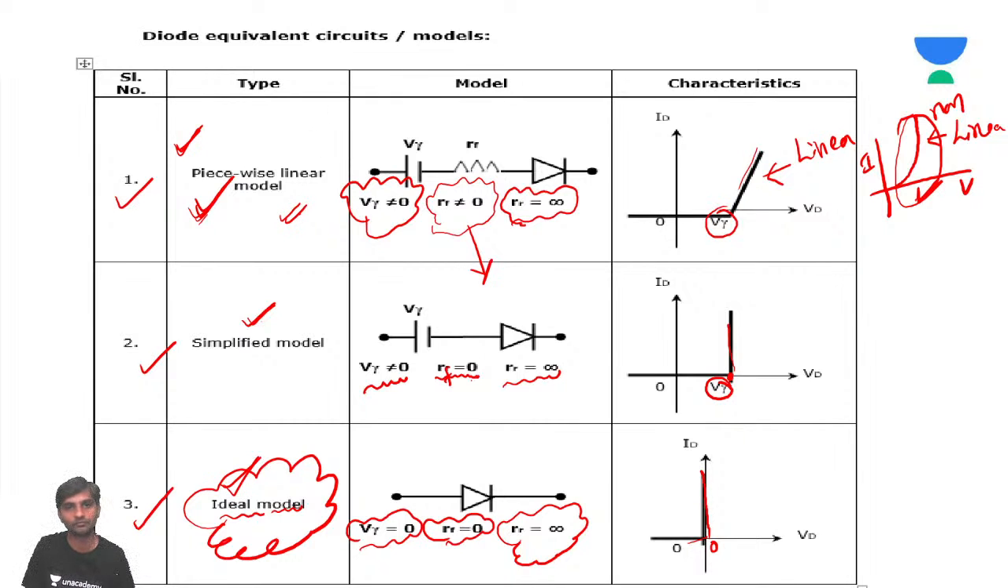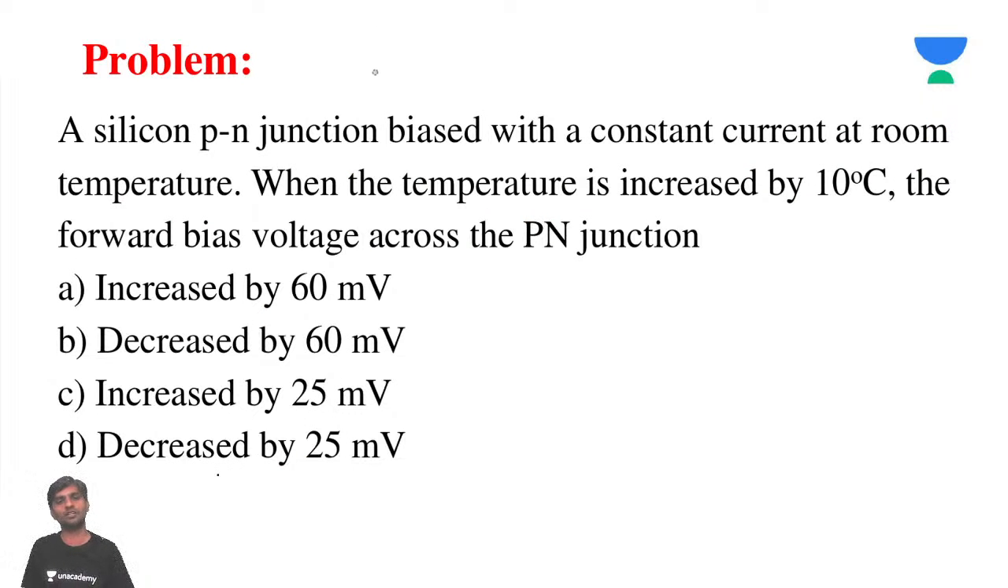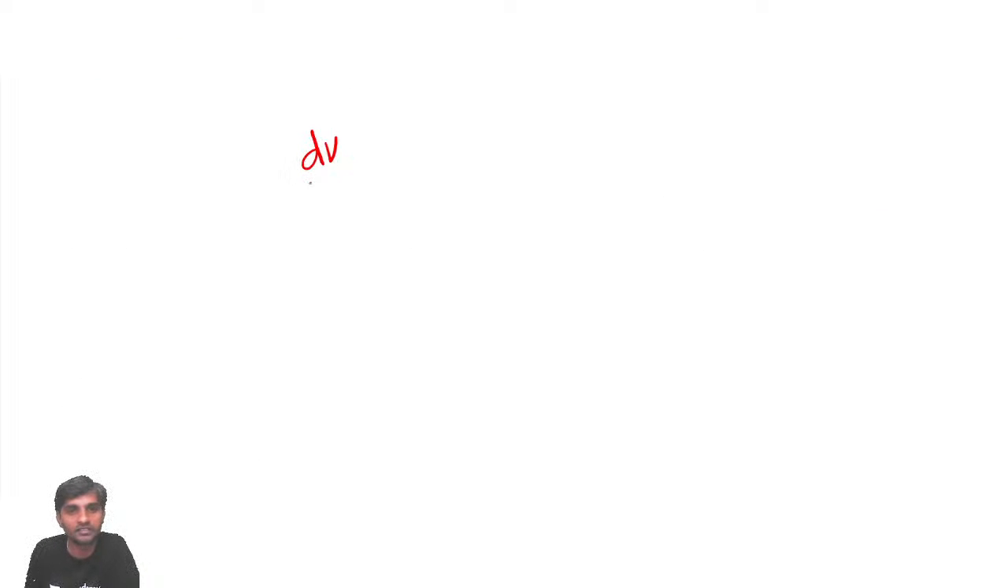Okay. Now we have problems. We'll try to solve some simple problems. A silicon PN junction is biased with a constant current at room temperature. When the temperature is increased by 10 degrees centigrade, the forward bias voltage across the PN junction... He's simply asking, what is dV by dT for a 10 degree rise in temperature?